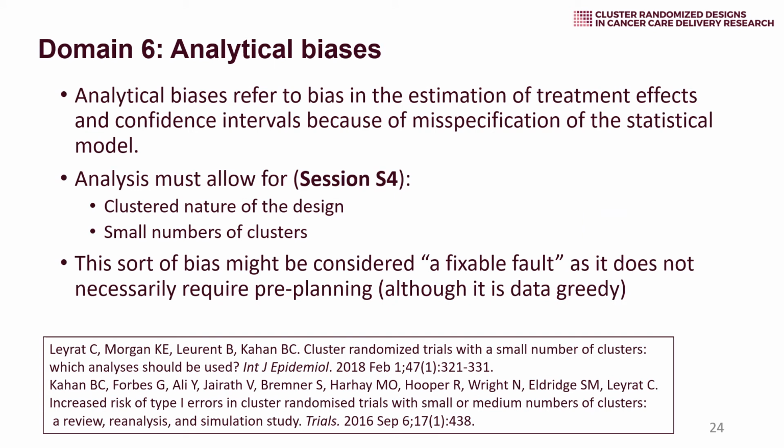And then moving on to domain 6. Remember, this domain wasn't included in the ROB2 risk of bias assessment, but nonetheless it's considered to be an important form of risk of bias. Analytical biases refer to biases that can arise in the estimation of the treatment effects and its confidence intervals because of misspecification of the statistical model.